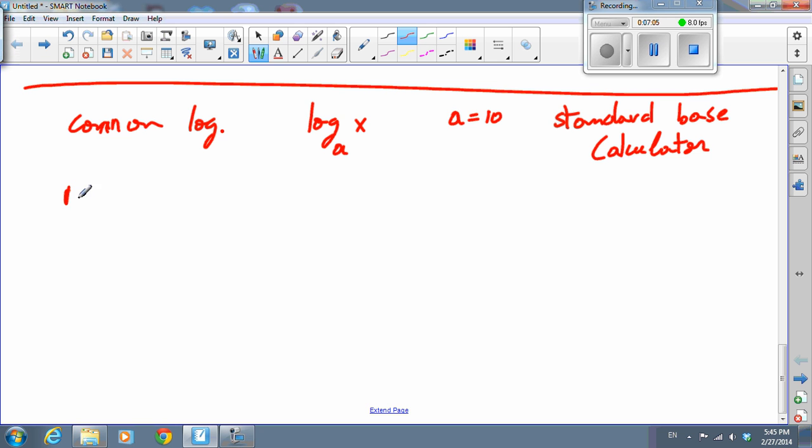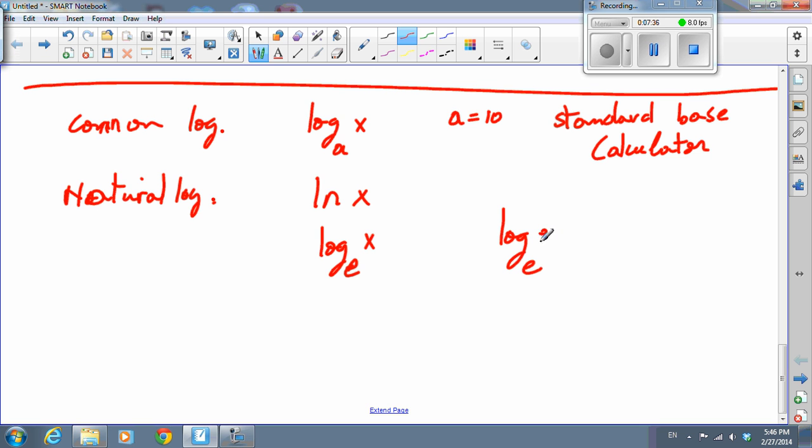Now, natural log, on the other hand, is labeled as ln of x, and ln is nothing other than the log base e of x. e is the exponential number. It's a number just like pi. It's on your calculator as well. Now, what would you say if I asked you to find log base e of e? Of course, it's 1. Log base anything, if these two are matching, it will be 1.